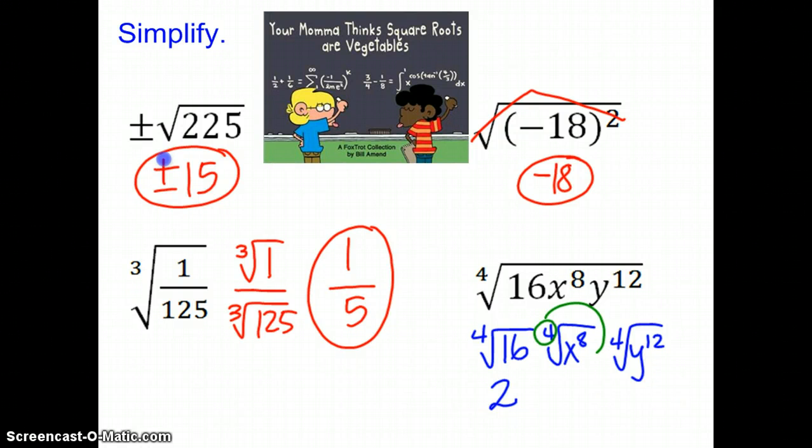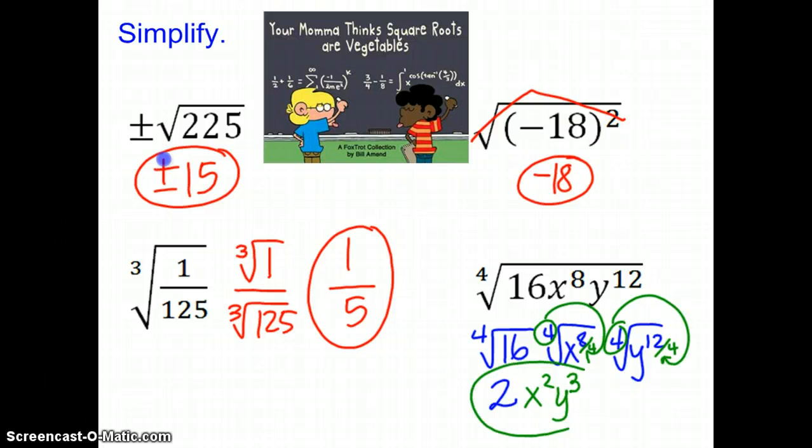Take that index and throw it underneath. 8 divided by 4 is 2. So this will reduce down to x squared. Same method over here. Bring that index around. 12 divided by 4 is 3. So this reduces to y cubed. Your answer, 2x squared y cubed. Easy peasy.